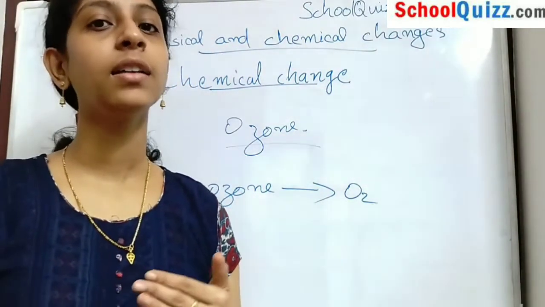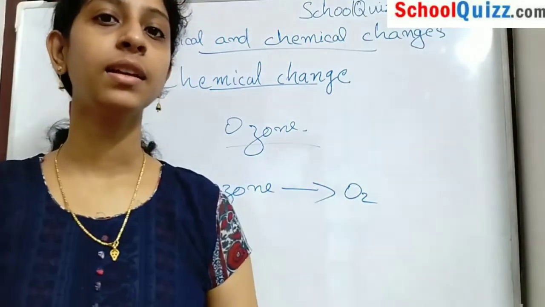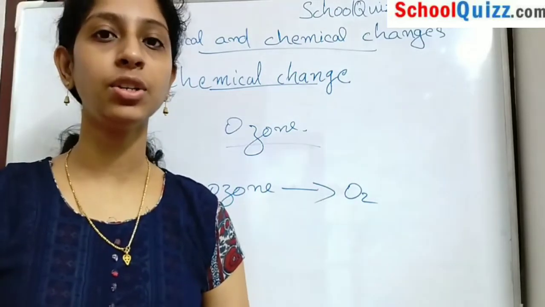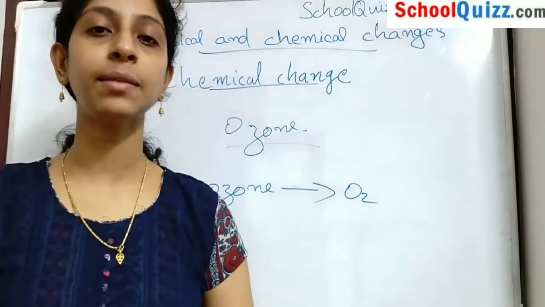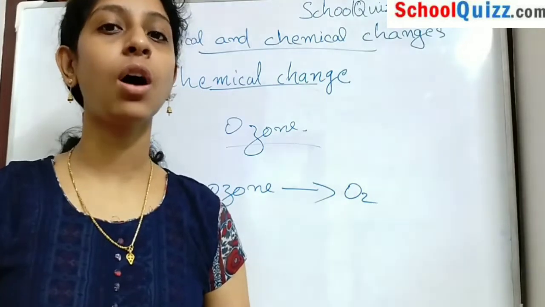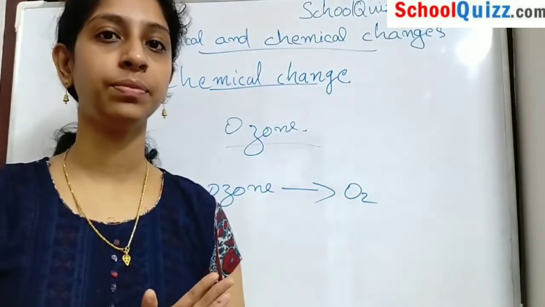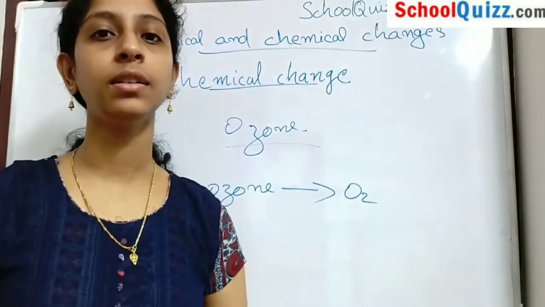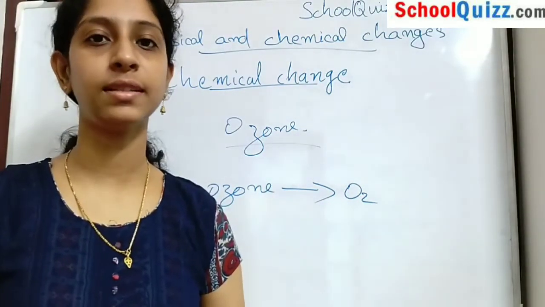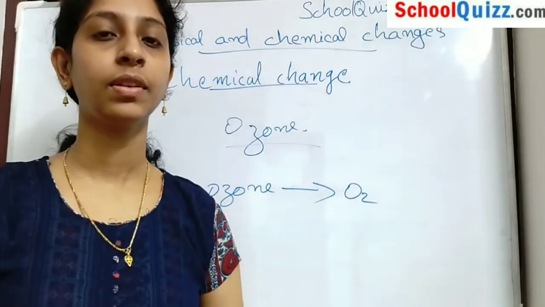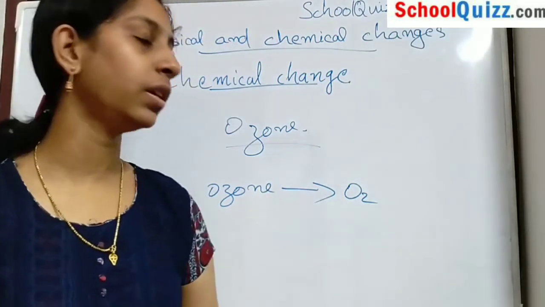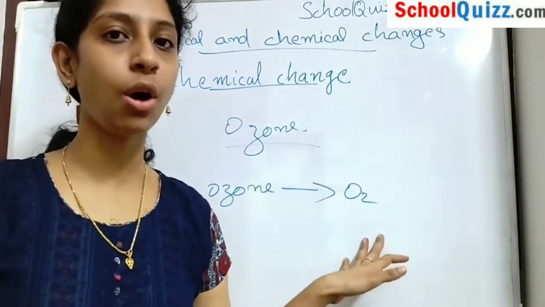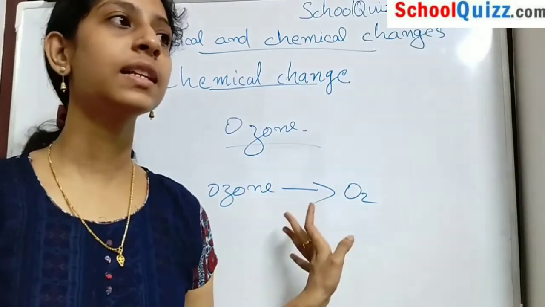I will sum up this class again. A change in which one or more new substances are formed is called a chemical change. Chemical changes are also called chemical reactions. And then we talked about ozone. Ozone absorbs radiation and is converted into oxygen. This acts as a protective layer.